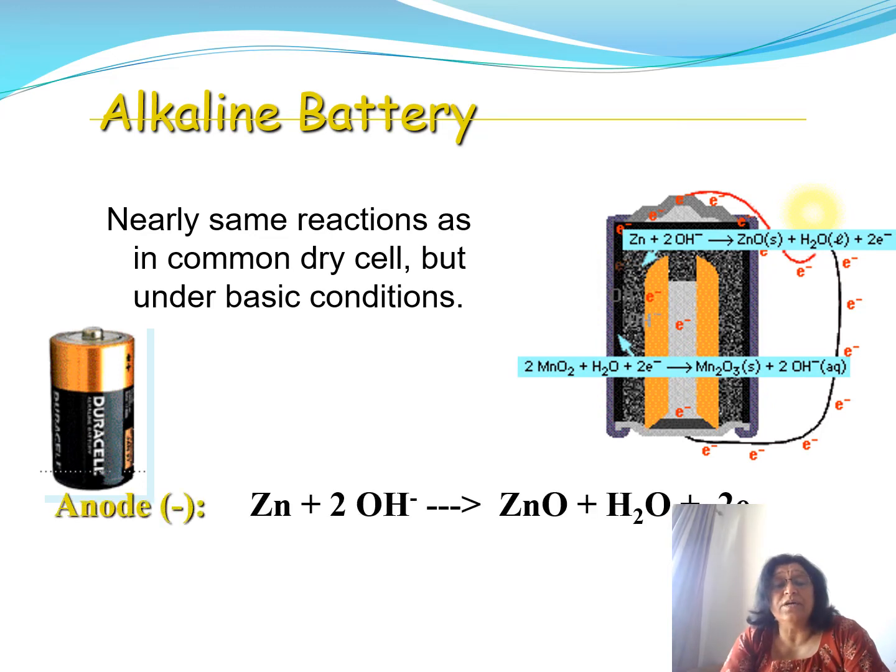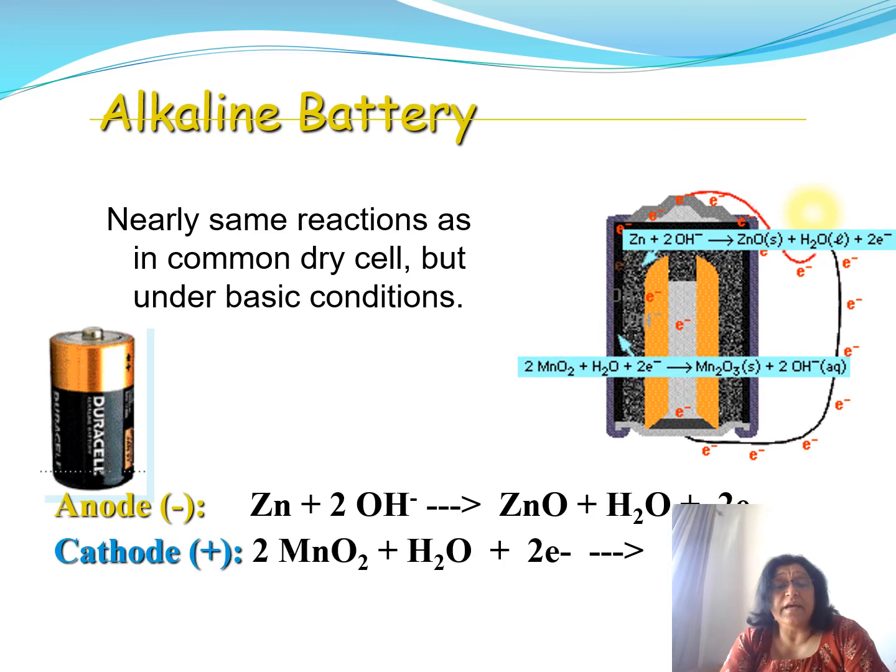So zinc plus OH ions gives you zinc oxide plus water plus 2 electrons. This reaction happens at the anode, which carries a negative charge, the negative terminal. Then at the cathode, 2 MnO2 plus water plus 2 electrons gives you Mn2O3 plus 2OH minus.